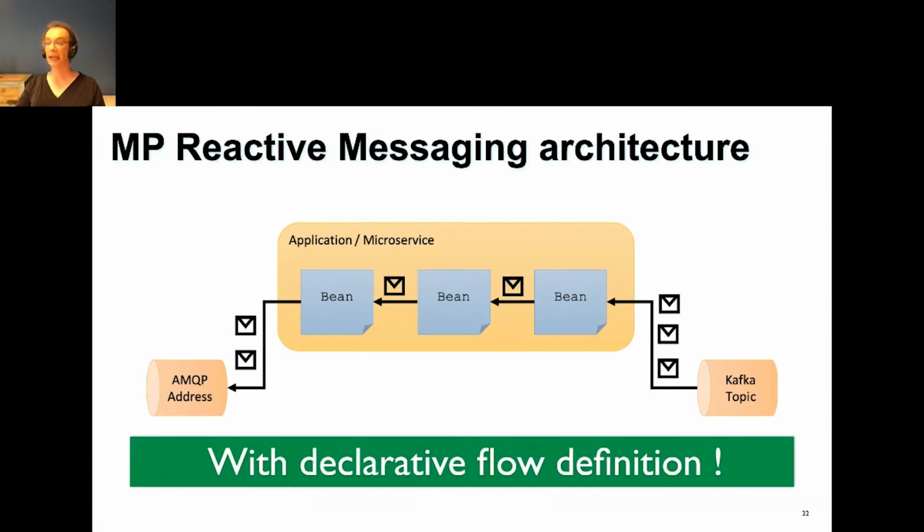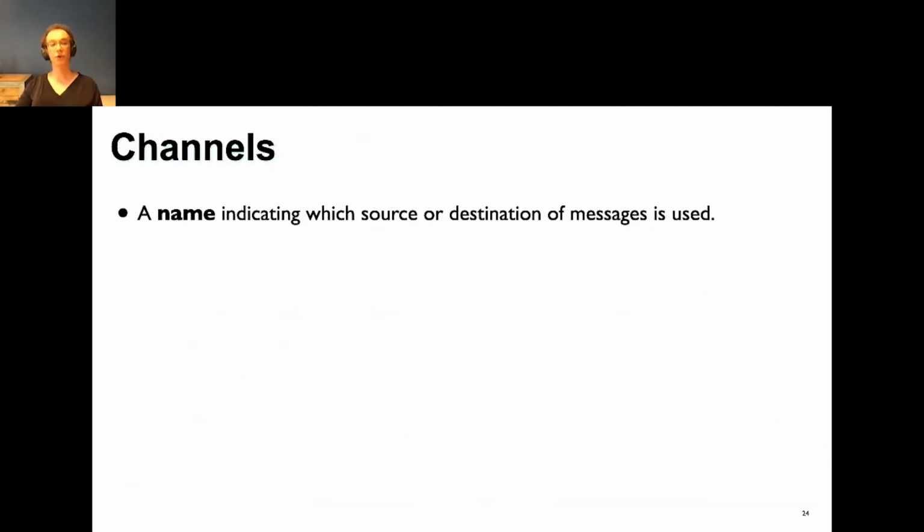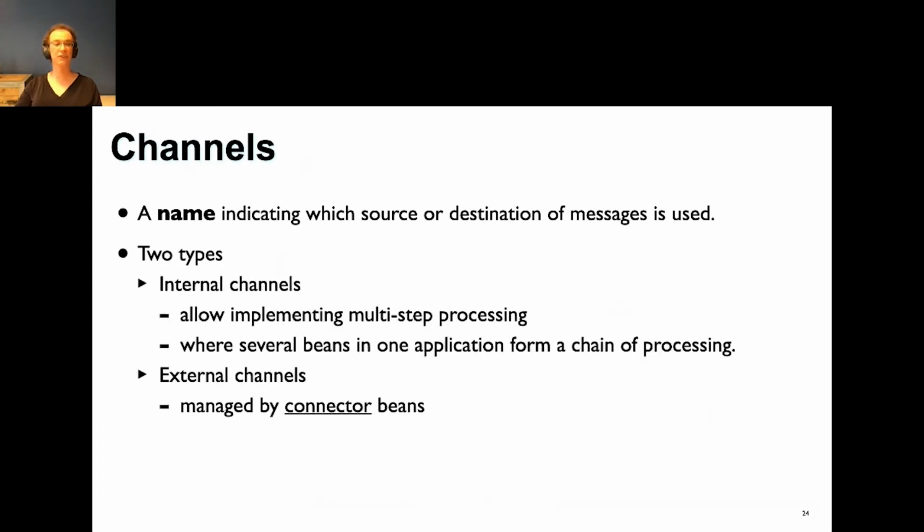The thing with reactive MicroProfile messaging is that it has a declarative flow definition because we have the CDI beans, right? So we have the messages coming in through channels, passing through beans, and eventually into an external connector. So from an external connector, which is the Kafka topic, into another external connector. So let's talk about these four things. We have channels. A channel is basically a name which indicates which source or destination of messages is used.